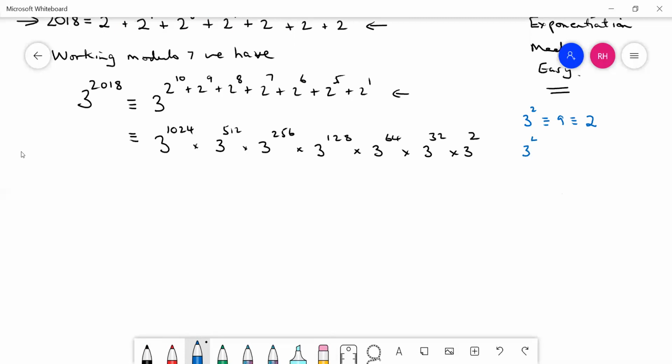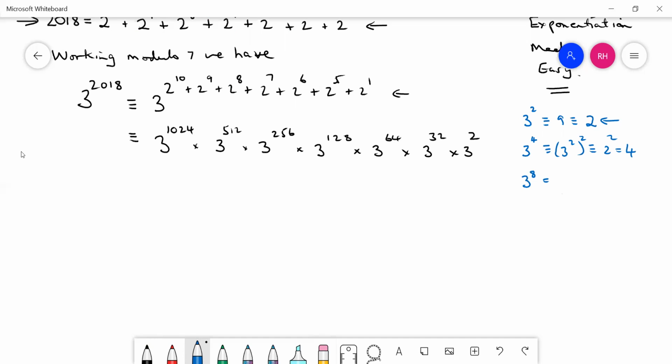So what's 3 to the 4? Well, let's do 3 to the 4. Now, I know that 3 squared, we've just worked out 3 squared. Now, you could write 9, but why? Write 2. 2 squared, which is equal to 4. But what's 4? 4 modulo 7 is just 4. Okay, so that's good. Now, 3 to the 8.